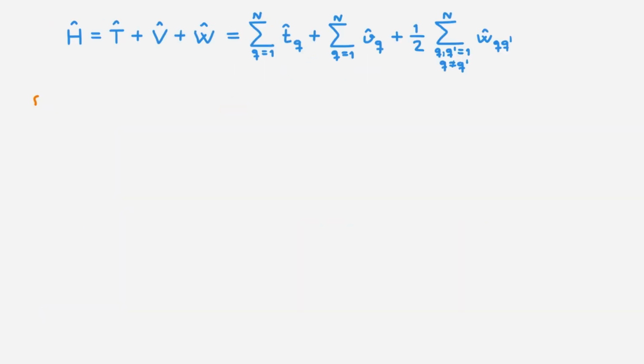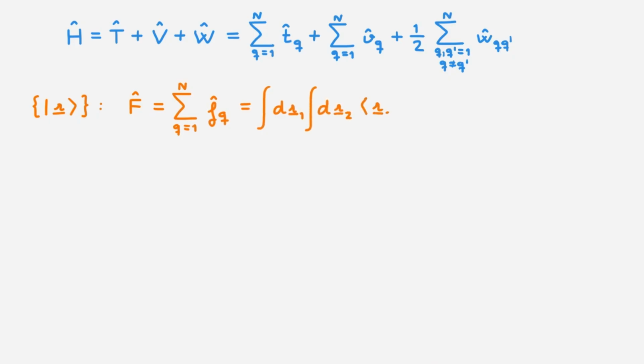We're going to work in the position representation. Starting with one-body operators, remember from the corresponding videos that we can write a general one-body operator F as a symmetric sum over single particle operators. In terms of field operators, these single particle operators involve the integrals over R1 and R2, the matrix elements in the position basis, and then the creation field operator and the annihilation field operator.